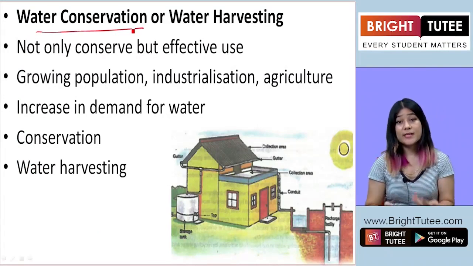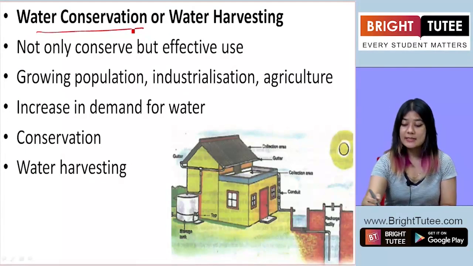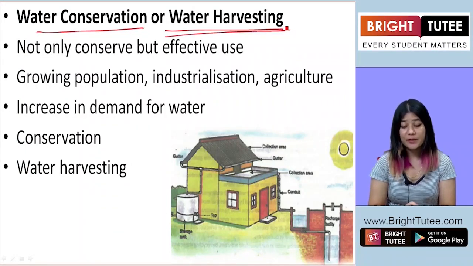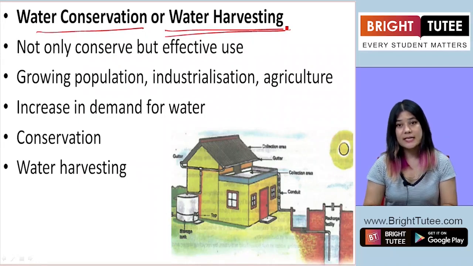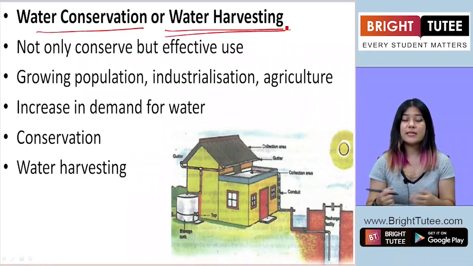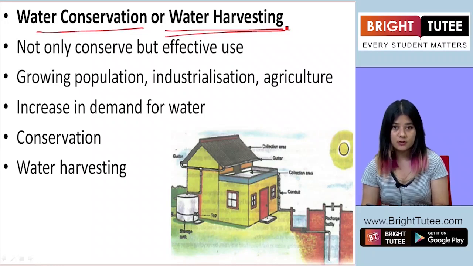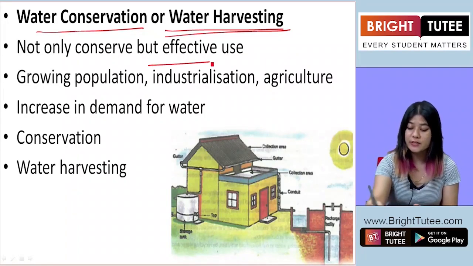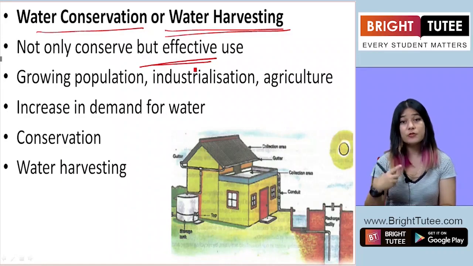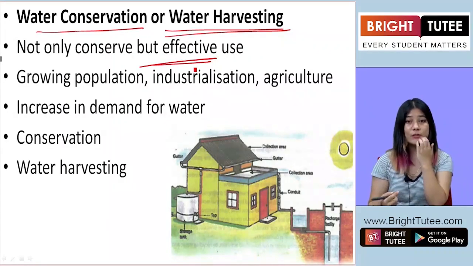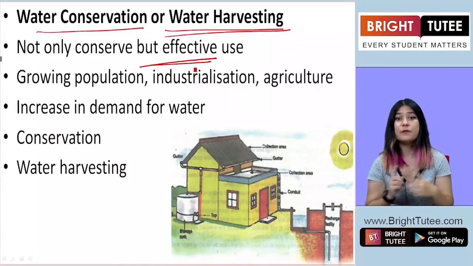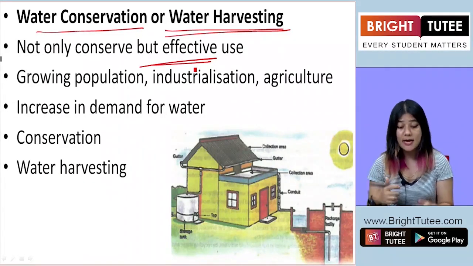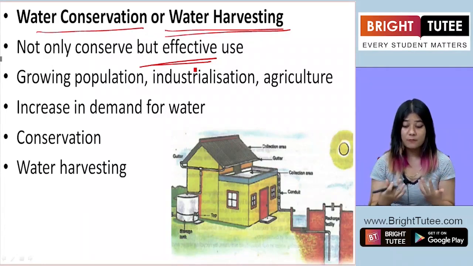And one of the ways to conserve water is water harvesting, the process of water harvesting. Now, what we have to understand is that conserving water is not the only solution. Okay? We also have to make sure that we use the water effectively. We use the water wisely. We do not waste the water even when we are conserving. Okay, so we have to be wise and smart in our ways to conserve water.